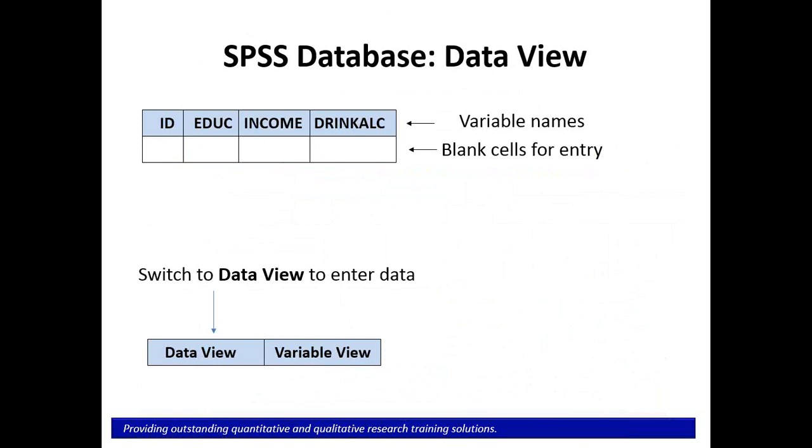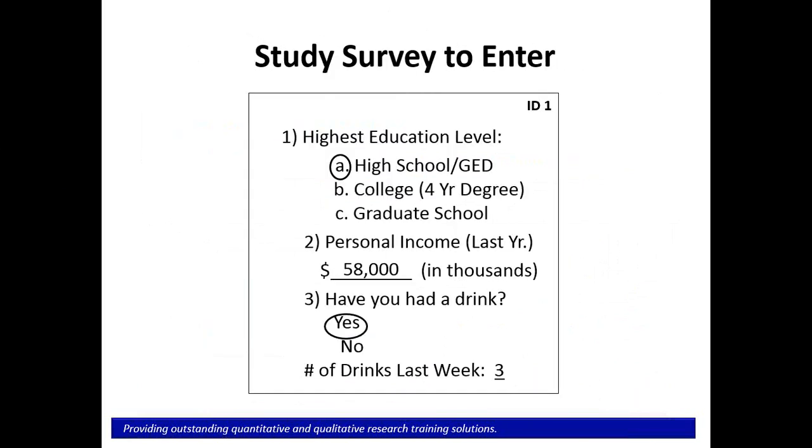For example, suppose this was a completed study survey we had to enter. You can see the person, ID 1, study participant 1. They indicated their highest level of education was a high school GED. Item 2, their personal income was $58,000. Have you ever had a drink of alcohol? They circled yes for item 3, and the number of drinks last week, they also indicated 3.